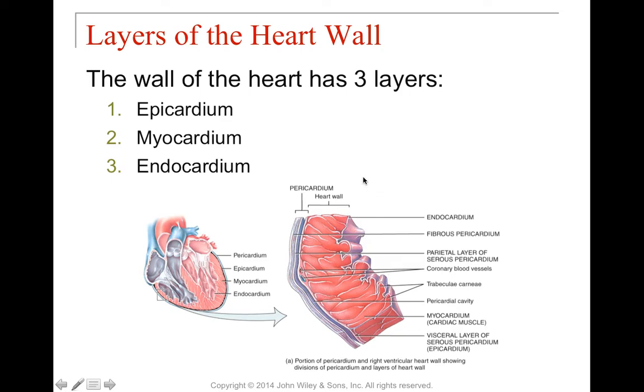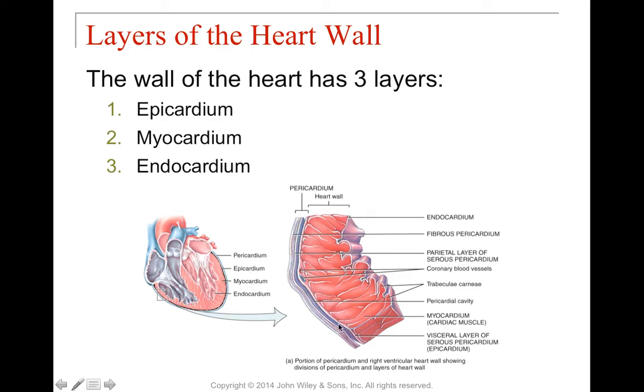And the heart itself has three layers. So the epicardium is this region here. Right, so the pericardium is the pericardial sac that we just talked about. The next layer is going to be the epicardium. Then as we head internally, we have the myocardium and the endocardium. And again here, the pericardium lining the wall of the heart itself.